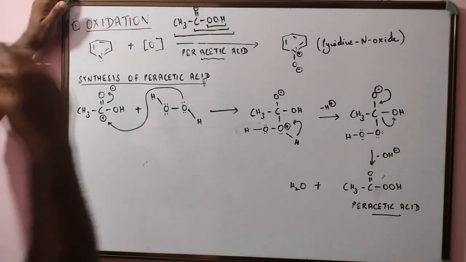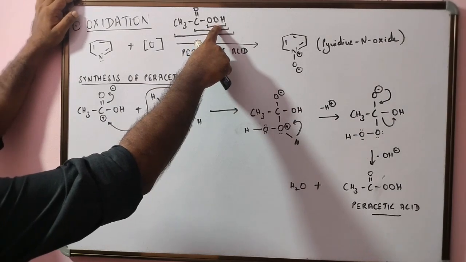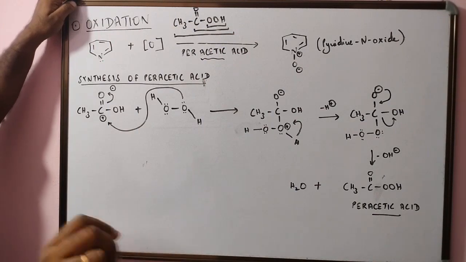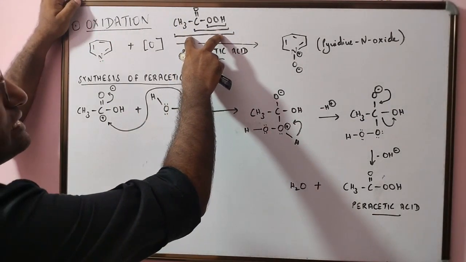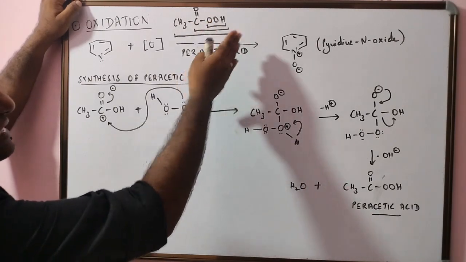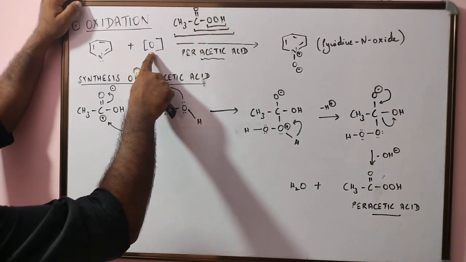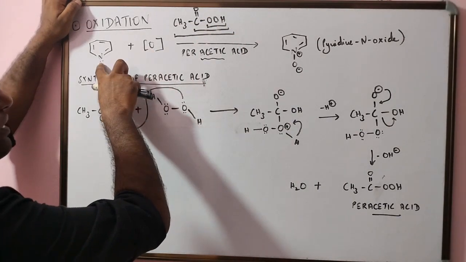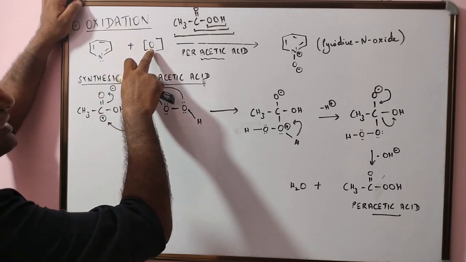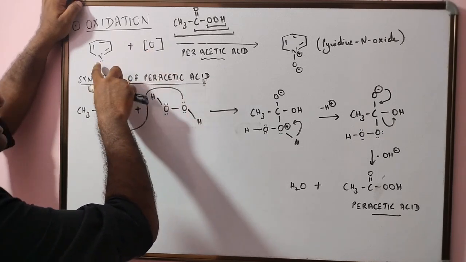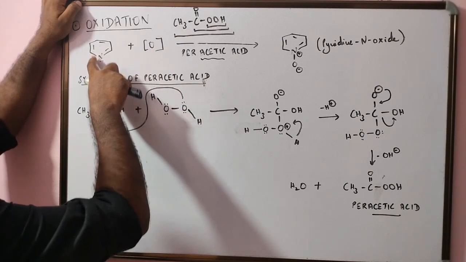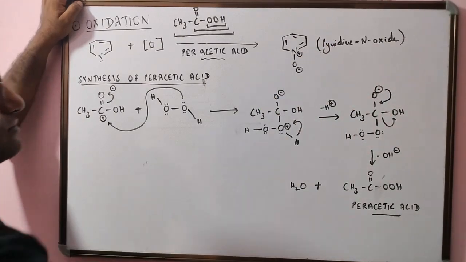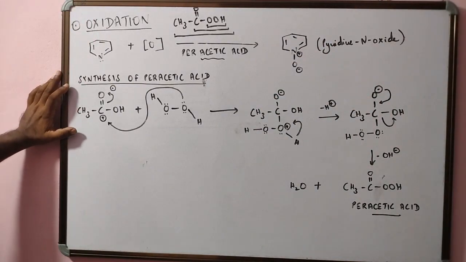Number 1, what is peroxy acid and how peracetic acid is formed. Number 2, how the peracetic acid decomposes itself to yield nascent oxygen. And number 3, in what form the interaction takes place between nascent oxygen and the nitrogen of the pyridine ring to produce Pyridine-N-oxide.